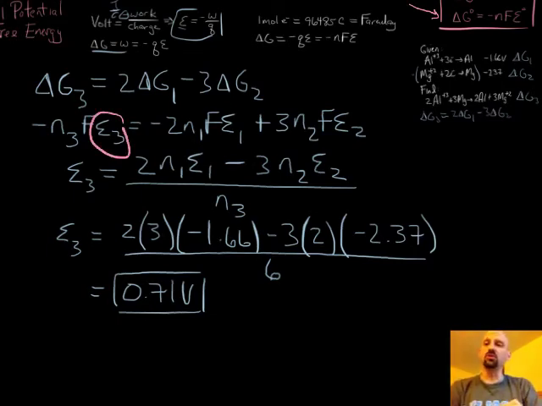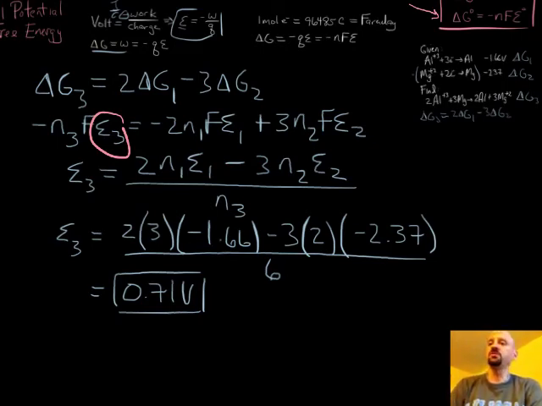So that'll be equal to negative 2 times N1F E1 minus a negative, so plus 3N2F E2. I'm solving for E3. I'm trying to find the cell potential for that target equation, so squiggly E3. When I rearrange and isolate E3, I get the equation you see there: 2 times N1 E1 minus 3 times N2 E2, divided by N3. Now, I'm just going to start plugging in my values.